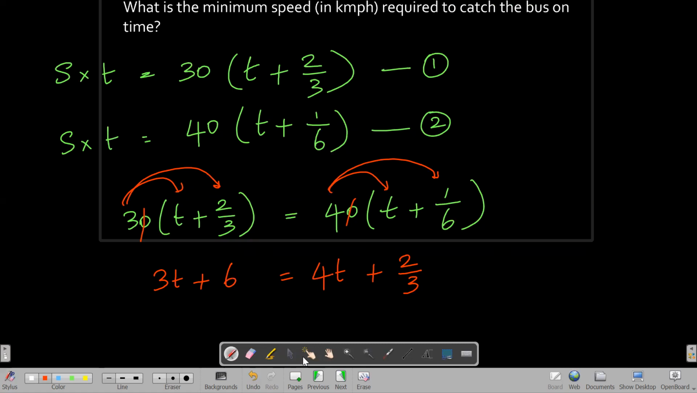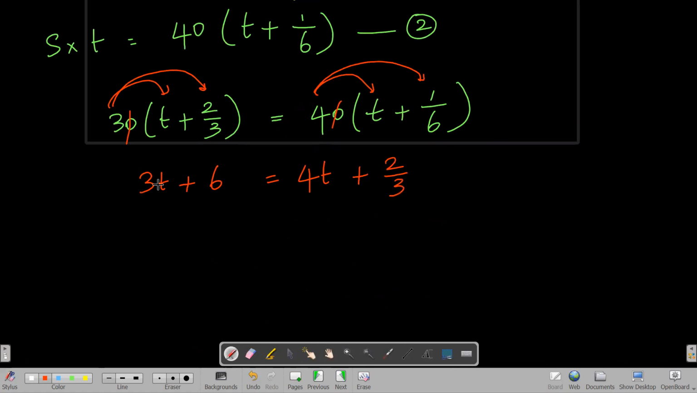From this, when I take the 3t to the right hand side, I have 4t minus 3t. t is equal to 6 minus 2 by 3. So we can see that here this value, let me see whether I made a mistake here.